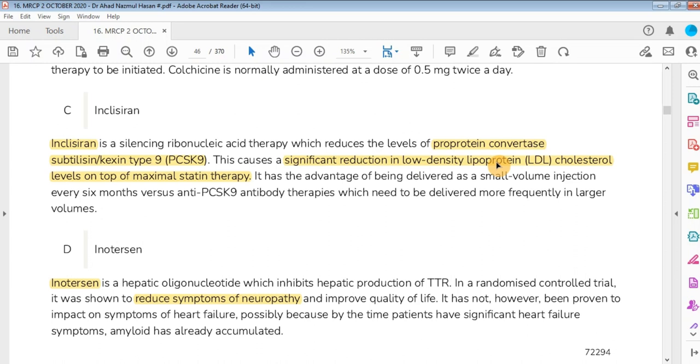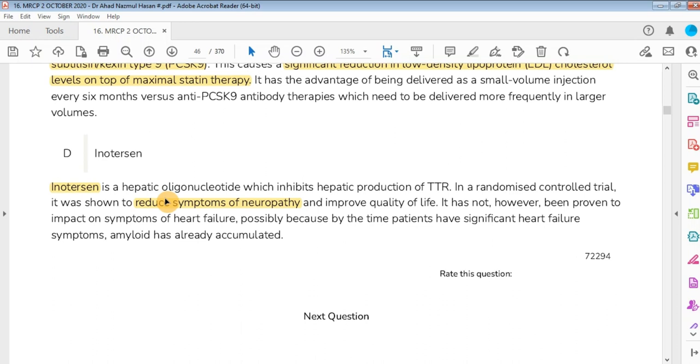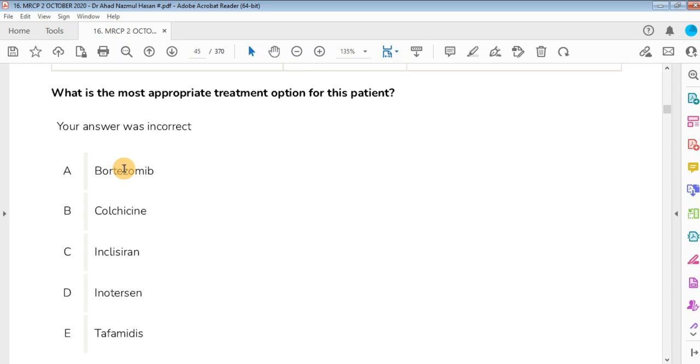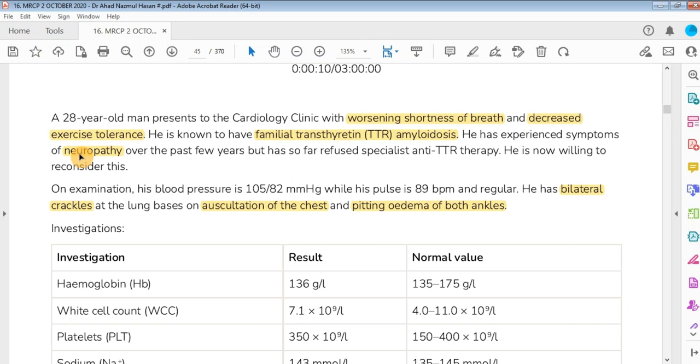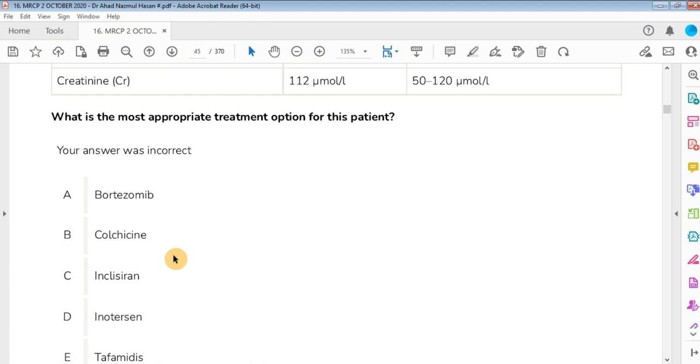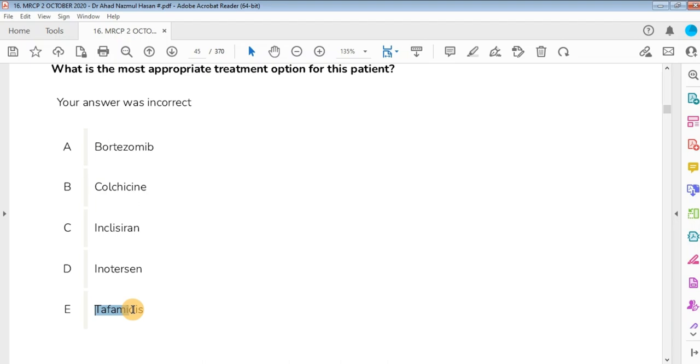Inclisiran is the PCSK9 inhibitor. This causes significant reduction in the LDL cholesterol on top of maximum statin therapy. And inotersen can only treat the neuropathy. This cannot treat the cardiomyopathy or the cardiac failure. So if a patient with transthyretin amyloidosis comes up only with the features of neuropathy, no cardiac failure, in that case we can go with the inotersen. But if the patient has both a cardiac failure as well as the neuropathy, then the choice should be the tafamidis.